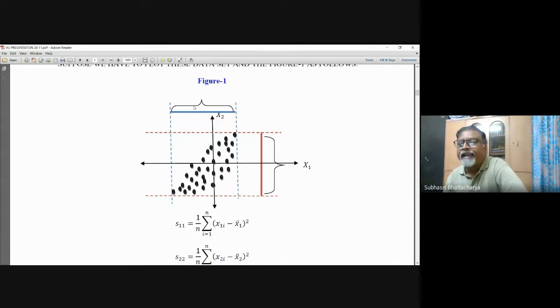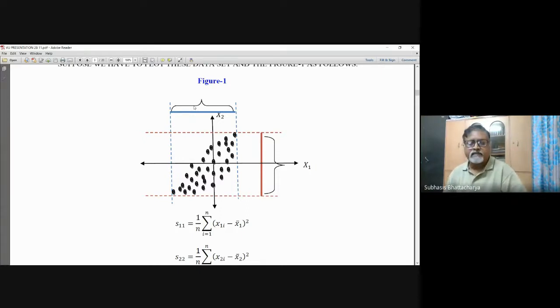When you express such spreading or variability in terms of statistical theory, it is called the variance. The formula of variance for x1 is identified as S11, that is 1 by n, or in some books 1 by n minus 1, both are true, summation x1i minus x1 bar whole square. And similarly for x2, it is identified as S22, that is 1 by n summation x2i minus x2 bar whole square.